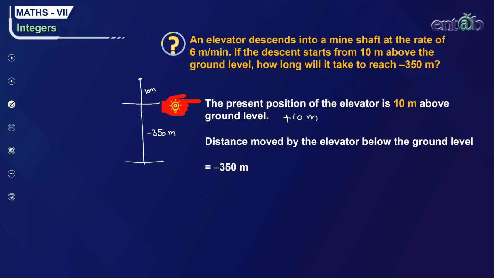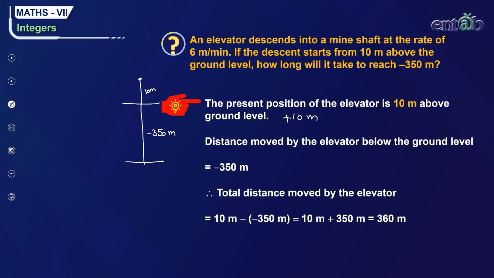Therefore, total distance moved by the elevator would be given as 10 meters minus 350 meters. We are subtracting because we are finding the vertical distance here. So, 10 meters plus 350 meters, which gives us 360 meters. So, the total distance moved by the elevator is 360 meters and the rate of descent is 6 meters per minute.